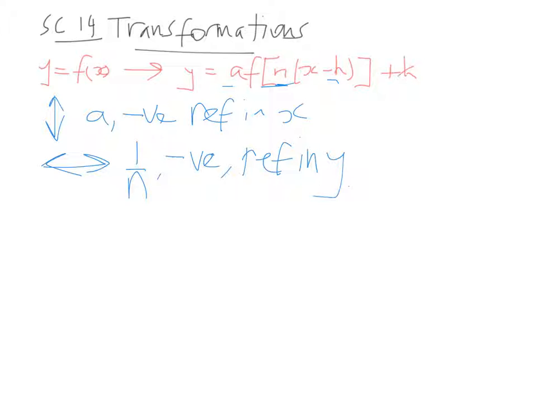The h controls horizontal translations. If it's negative, it moves to the right. If it's positive, it moves to the left. k controls vertical translations. Positive is up, negative is down. So that's what we end up with there.